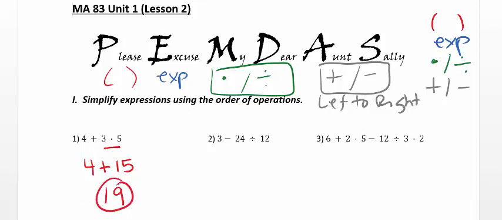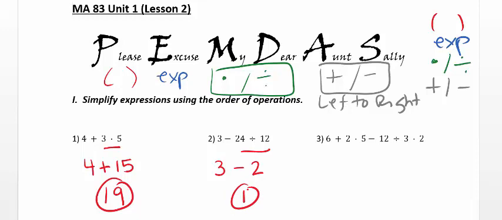In number 2, we don't have any parentheses, and we don't have any exponents, but we do have a division right here, so we're going to do that first. We're going to rewrite 3 and then do 24 divided by 12 is 2, and so this is going to be 3 minus 2, which is 1.